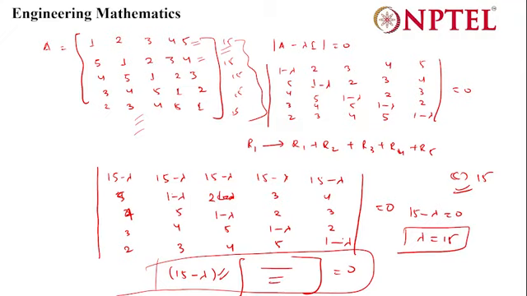Ma'am, can you do it from any other row, like R2 or any other row? You can do it. Suppose you are replacing R2 or R3 or R5, then the whole row will become 15 minus lambda, and from there also you can get a common 15 minus lambda, and that will be your root. If you don't want to do the row operation, you can go for the column operation also.